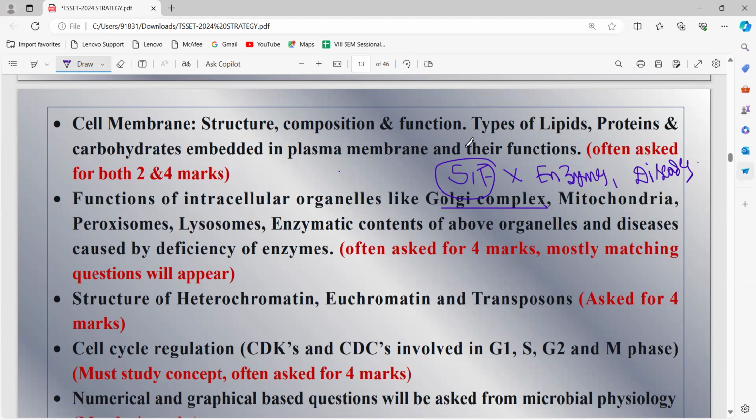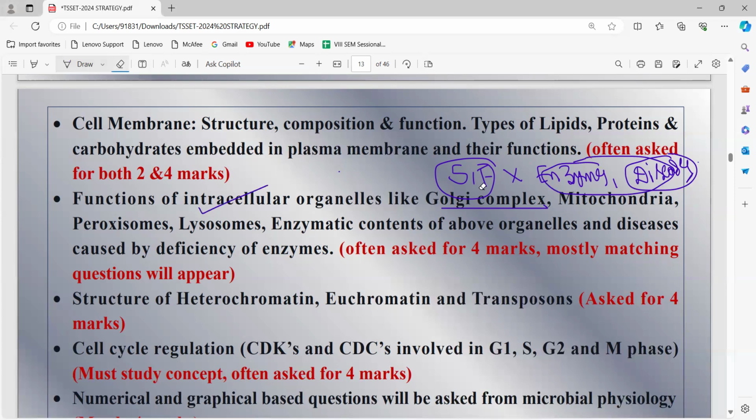The diseases that are associated with those enzymes. No, cell signaling is a different unit. Listen, these questions come very commonly from this particular cell organelle.